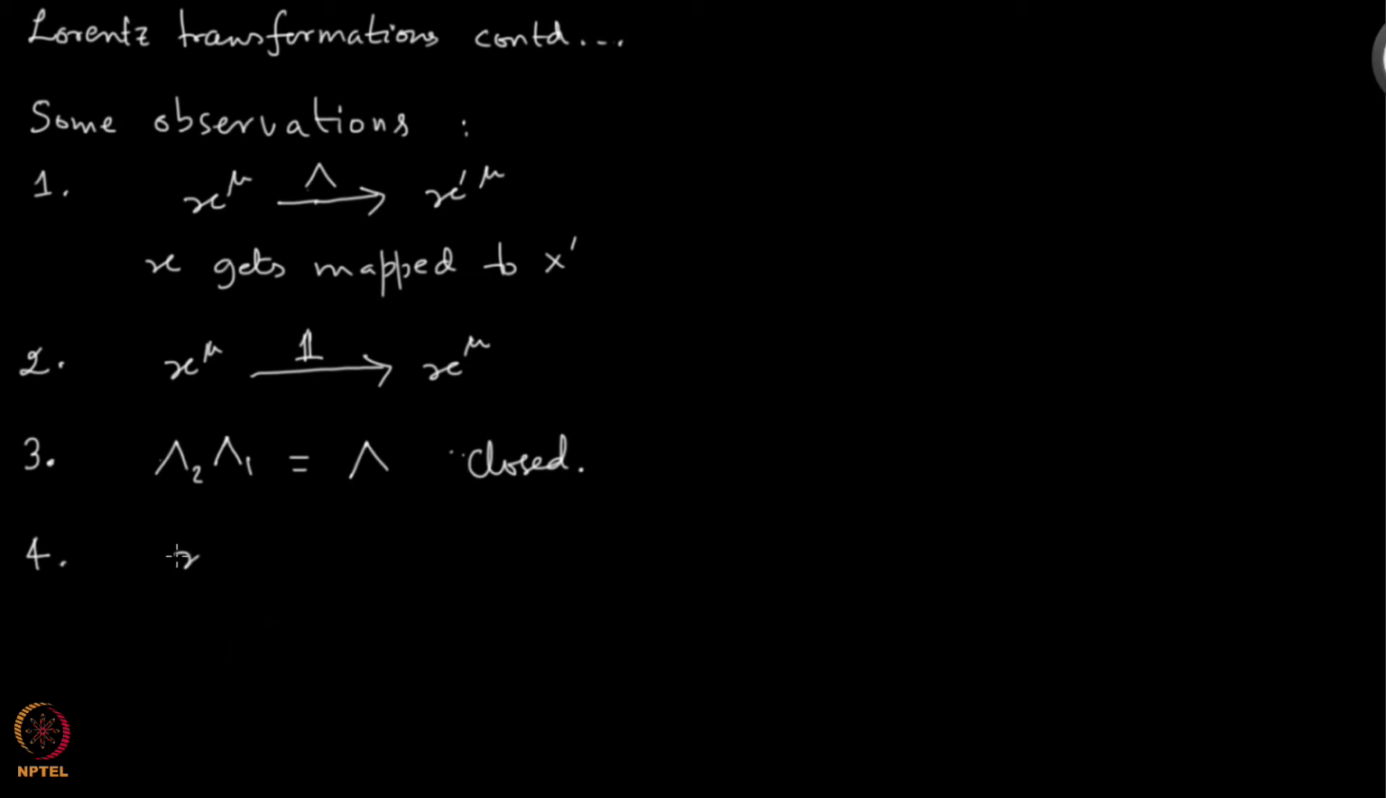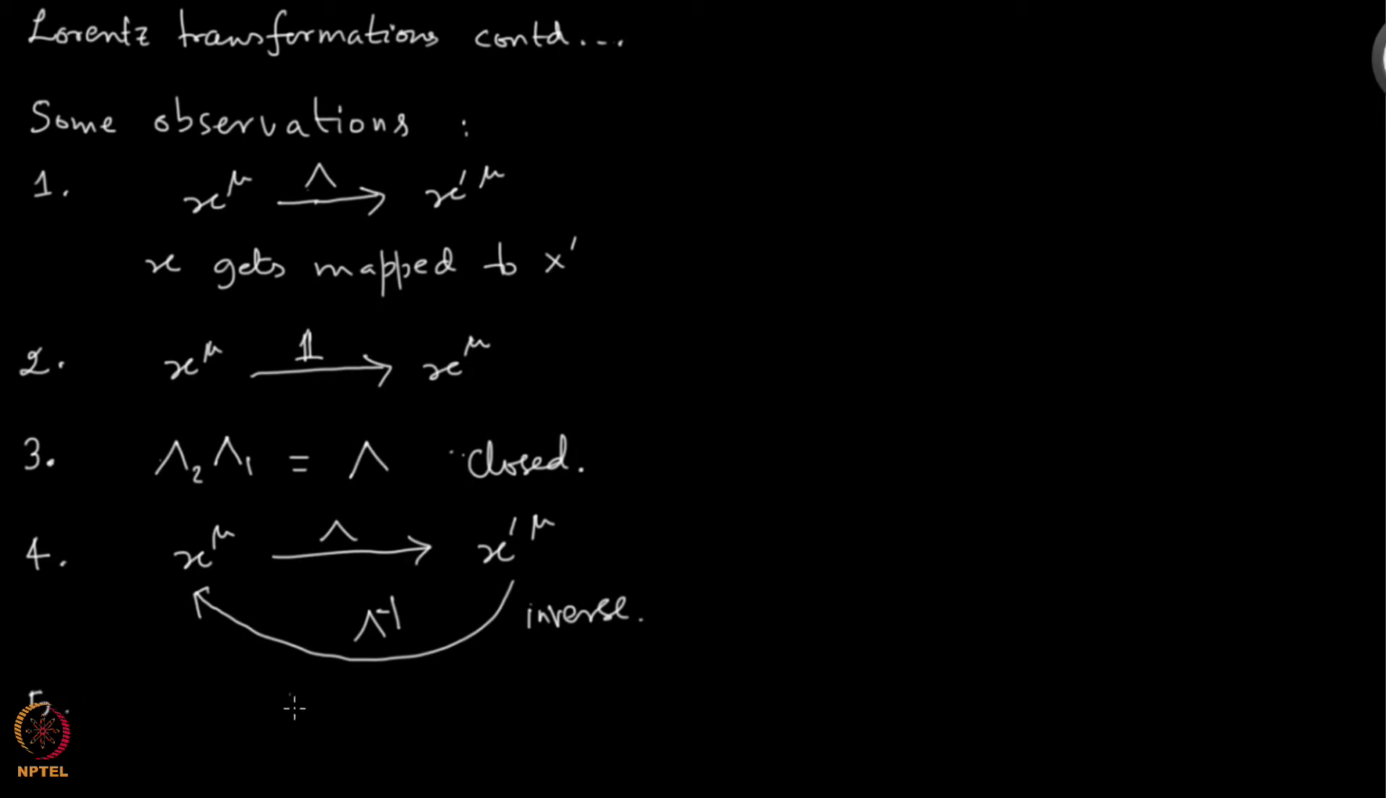Also, if you do a transformation by lambda and go to another point x prime, then you can do a transformation from there back to here. Meaning you can do a transformation which is the inverse of the transformation lambda, and it will bring you back. So there exist inverse elements: to every element lambda in the set, there is an inverse, for every lambda.